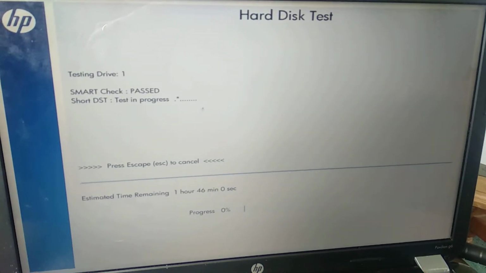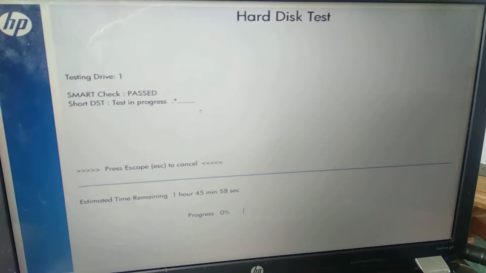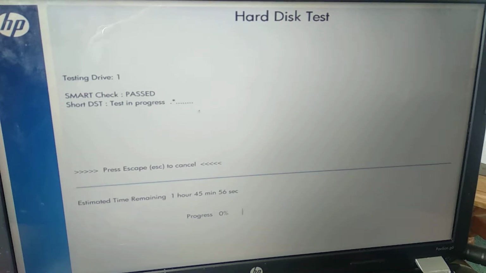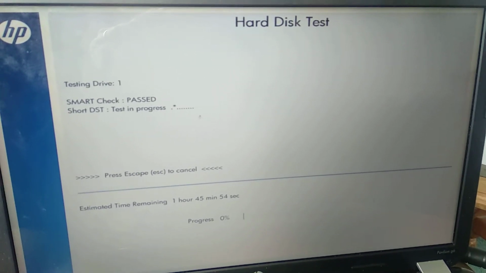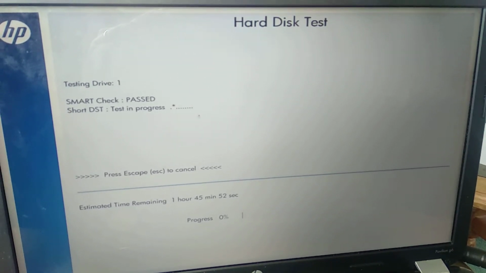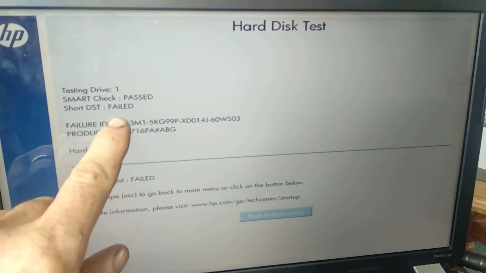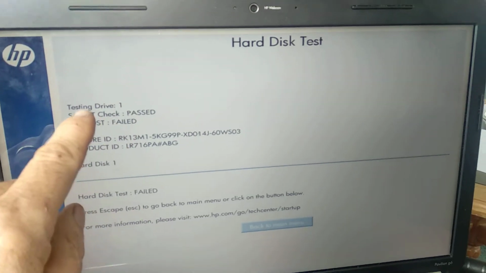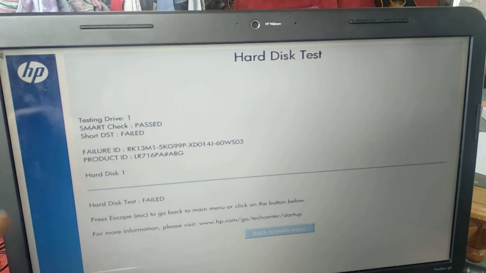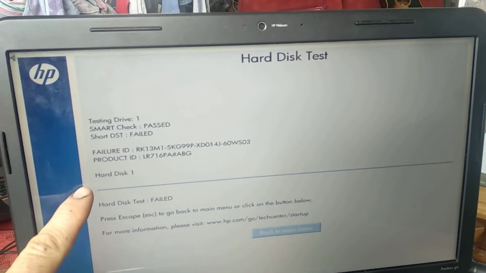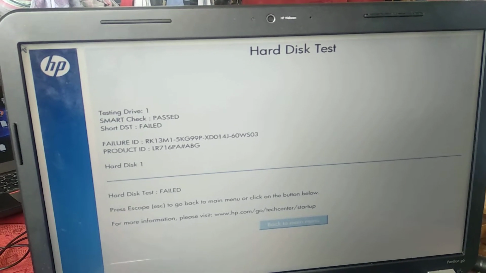Watch what happens to this customer's laptop. They brought it in, it's acting all quirky, and within a few seconds of running the hard disk test utility, it comes up as a fail. Right here. Failed the SMART, right? That means this computer is not going to hold the data well.